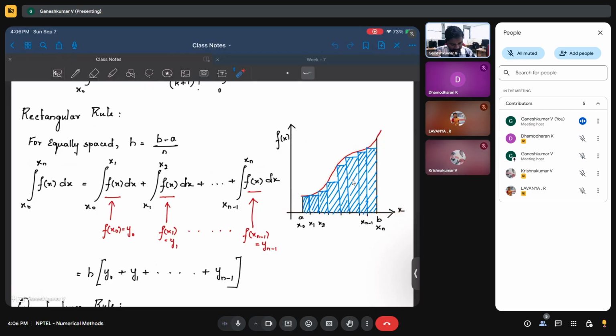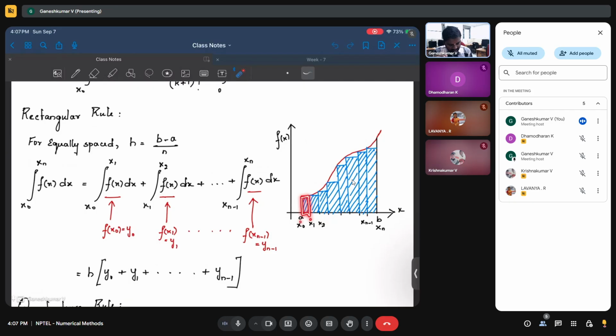So the area under this curve is what we call the integral. Now we know how the curve is going to vary. The rectangular rule is nothing but dividing it into small chunks and making them into rectangles. Once you make it a rectangle, we know the rectangle's dimensions.